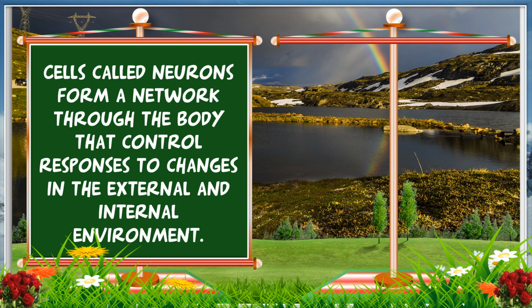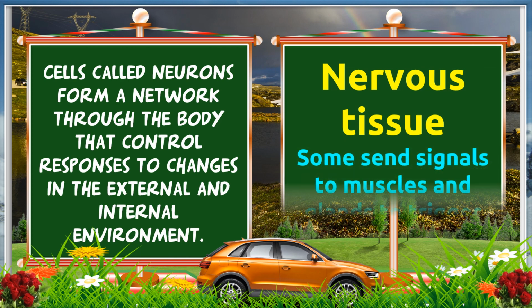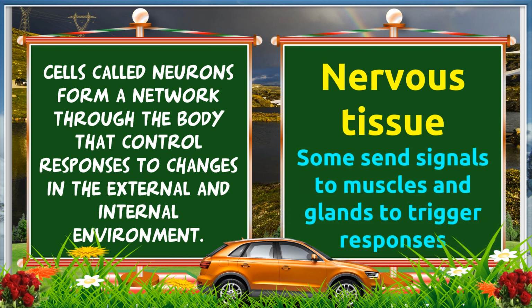Cells called neurons form a network through the body that control responses to changes in the external and internal environment. Nervous tissue. Some send signals to muscles and glands to trigger responses.